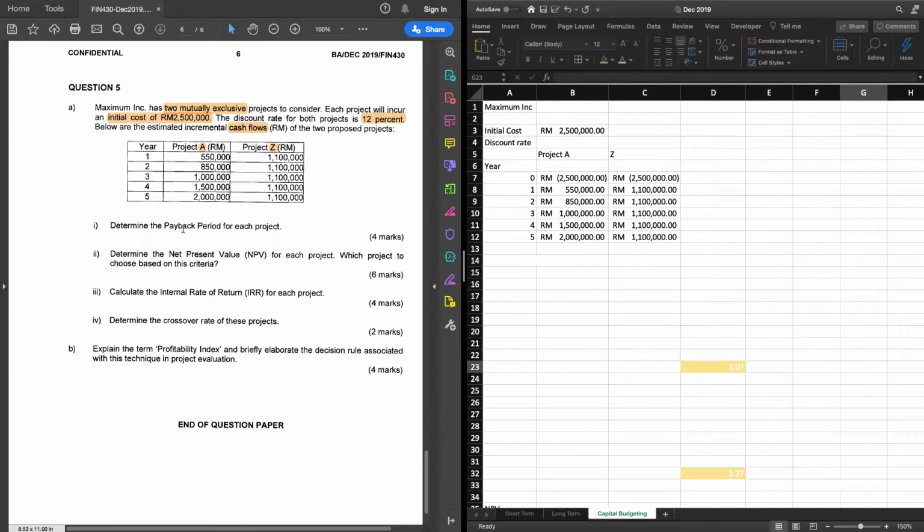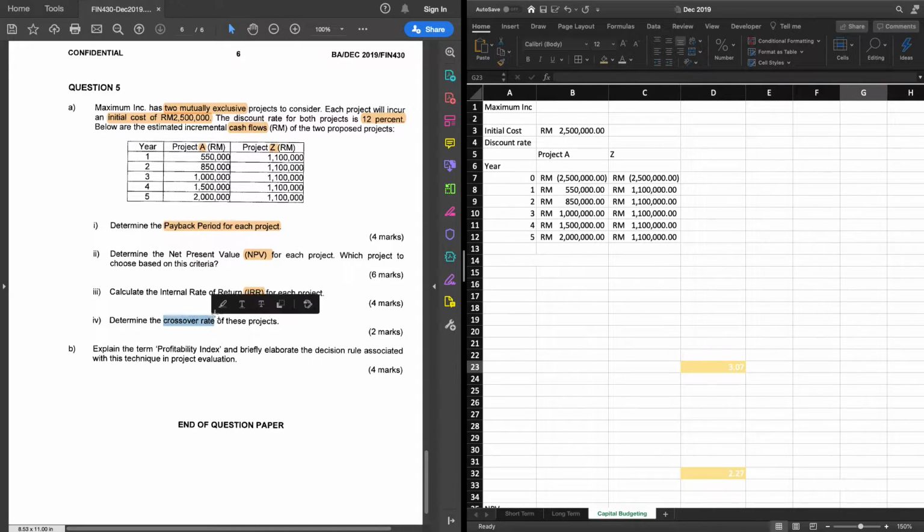First, you need to calculate the payback period of each project. Then we have to calculate the NPV, then decide which project based on this criteria. The second one is the internal rate of return. We need to calculate the IRR. This one should be remembered is in percentage. Then determine the crossover rate of this project.